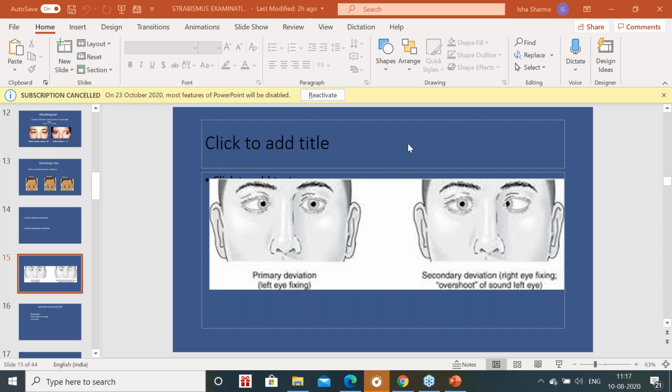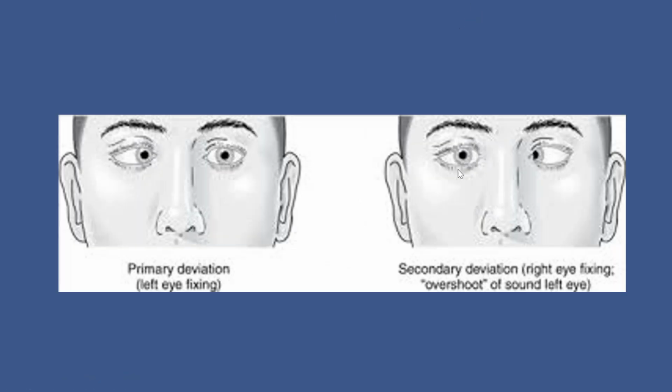I'll restart from primary and secondary deviation. What I was saying was, in primary deviation, the fixating eye is the normal eye and we are measuring the deviation of the squinted eye. And in the secondary deviation, now we are making the squinting eye fixate, and we are measuring the deviation in the normal eye, which has now basically deviated from its normal position. Did you guys get it now, or should I repeat once again?